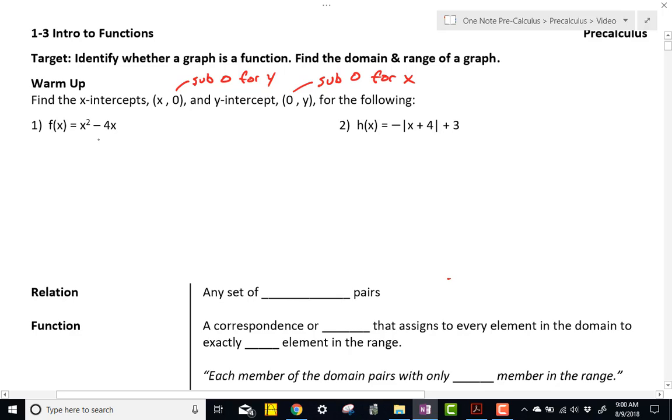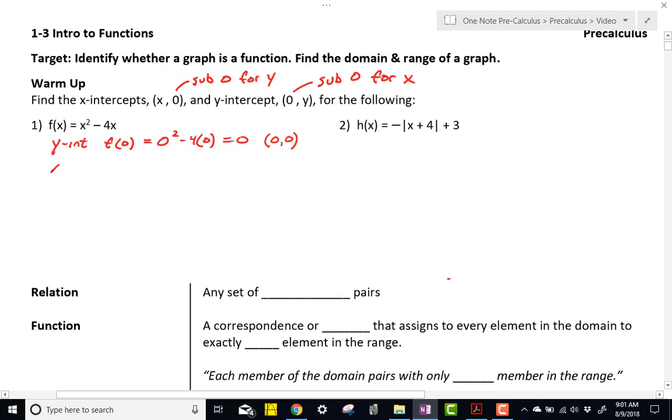On the first one, the y-intercept's usually easier, so I'm going to go ahead and do that one first. So y-intercept here, this is going to be f of 0, so we're substituting 0 for x, and that's going to equal 0 squared minus 4 times 0, which obviously is equal to 0, which means I have a y-intercept at 0 comma 0.